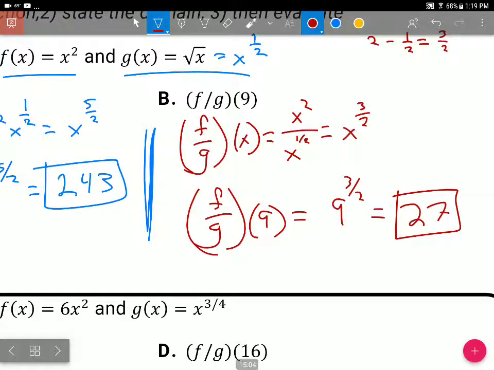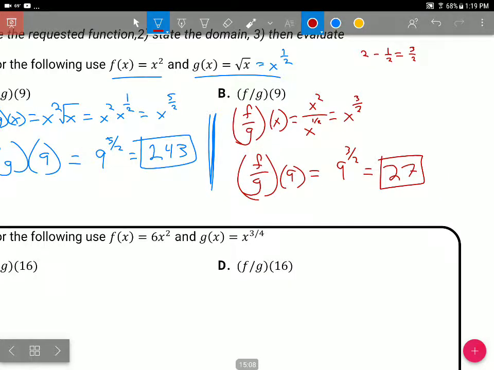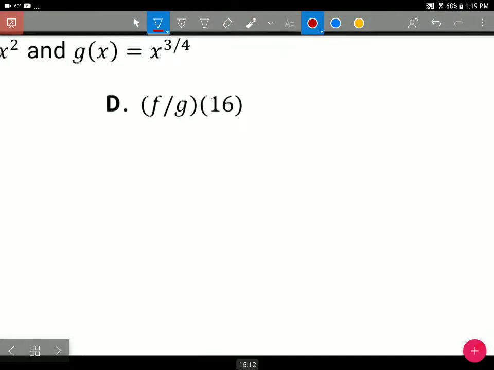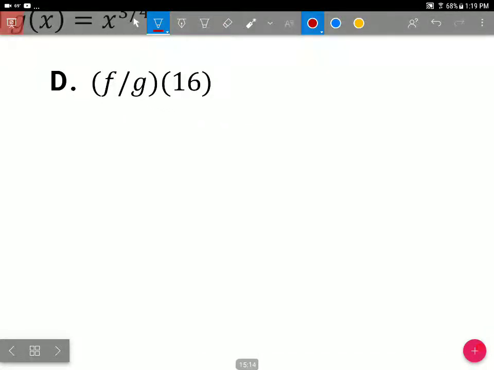Try letter D real quick. Skip letter C and try letter D.